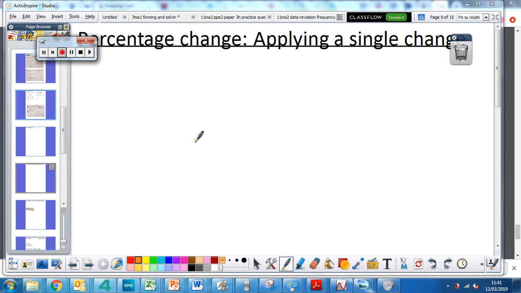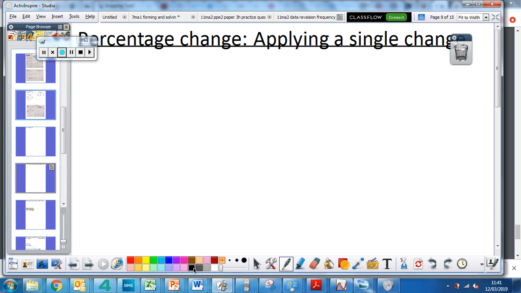Okay, so percentage change. We're going to record quite a few videos on percentage change, and we're going to make sure that we can do all the things we need to do with percentage change. Starting point is when you just have a single percentage change. Now that's going to be either an increase or a decrease. If we're talking about an increase, it's often money. Let's increase £250 by 17%.